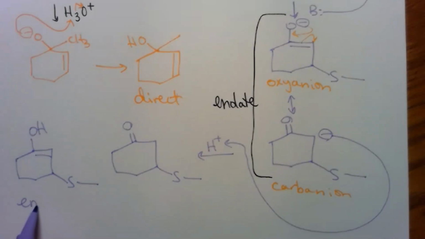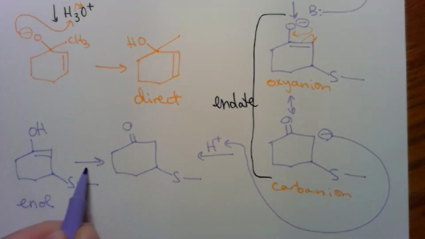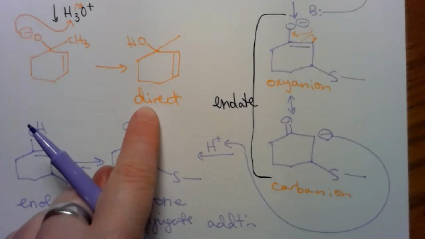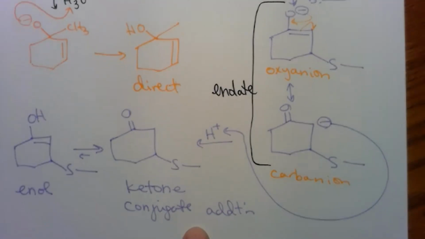This is an enol, and enols tautomerize to their keto version. So this is my final predicted product if I react with methane thiol. This is conjugate addition. This is the product of conjugate addition. So up here in orange, direct addition. Down here in purple, conjugate addition.